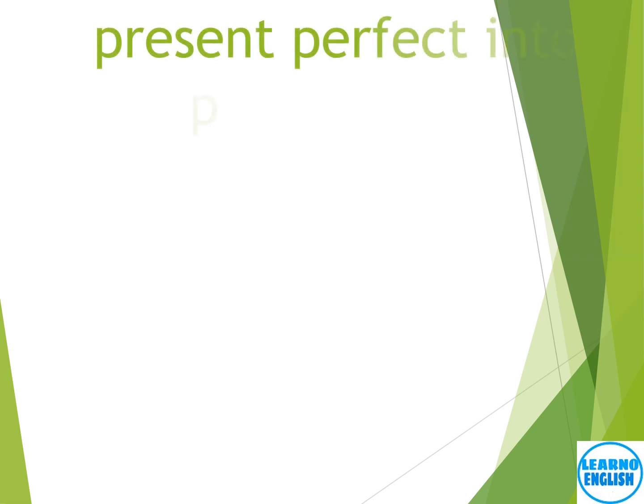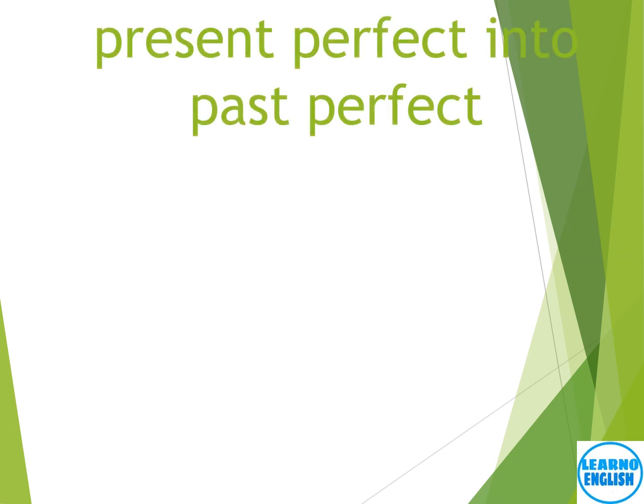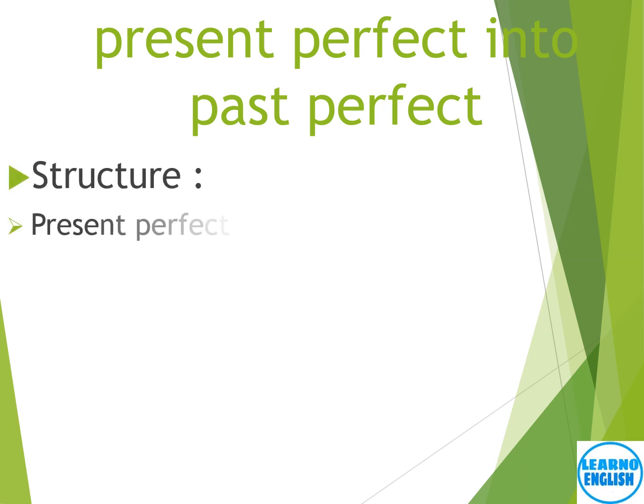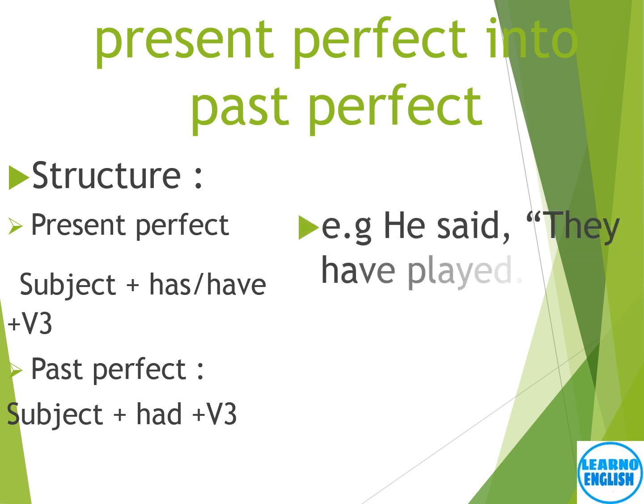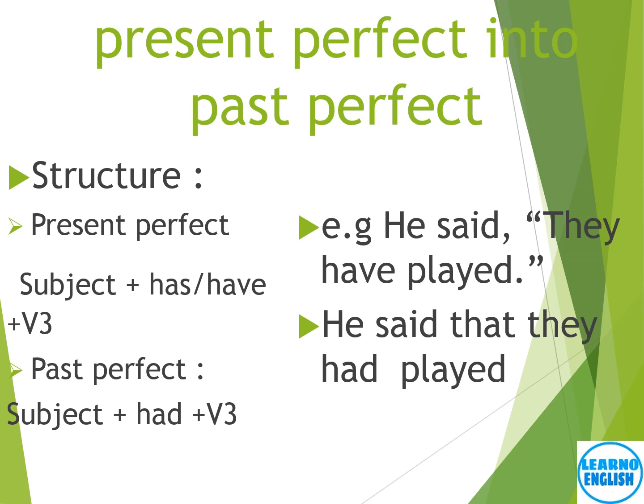Now let us see another tense form, namely present perfect. Here the structure of present perfect is subject, has or have, and the verb is in third form. Now when we are going to change it into past, it will be subject, had, and the verb will be in the third form itself. Let me explain it with the help of an example. He said they have played. Here in this sentence, when we are going to change it, it will be he said that they had played. This simply means that has and have have been changed into had.